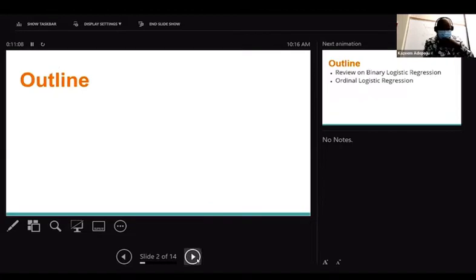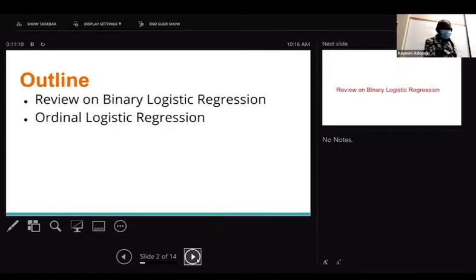Okay. Now, I think in the outline, I said we're going to have a review on binary logistic regression. Then we're going to talk about the ordinal logistic regression. Of course, the binary logistic regression is just when you have two levels of the response. I think we've done a lot of examples in this class where we had two levels of response.